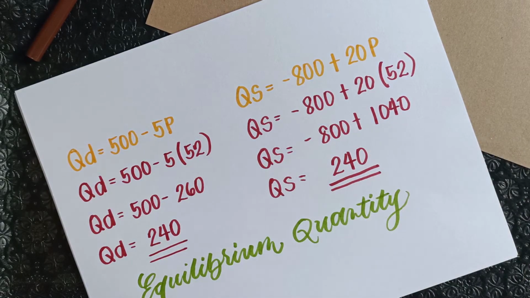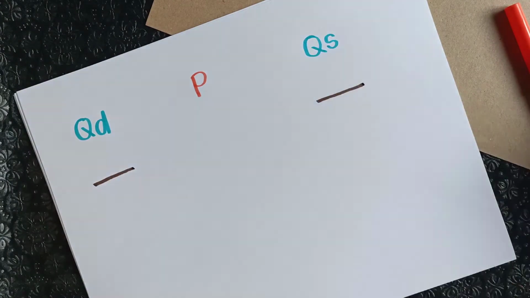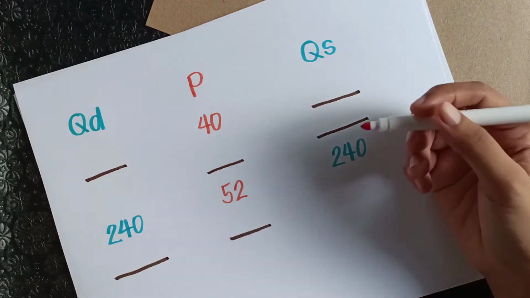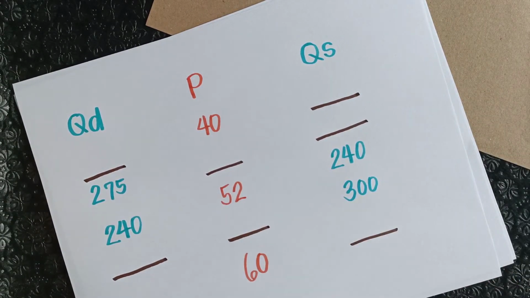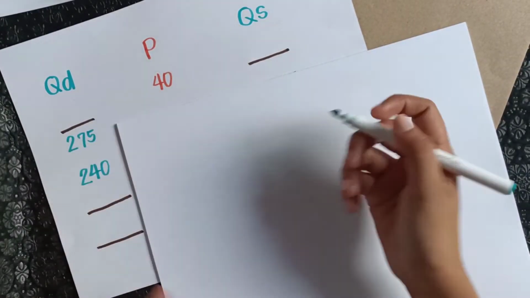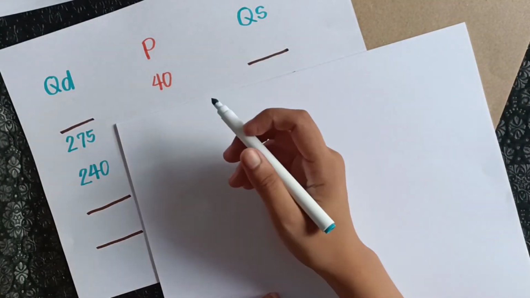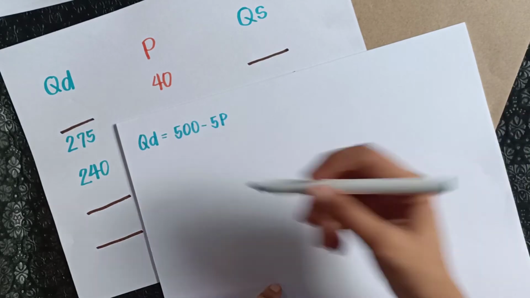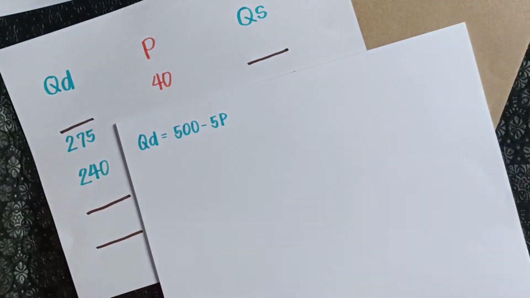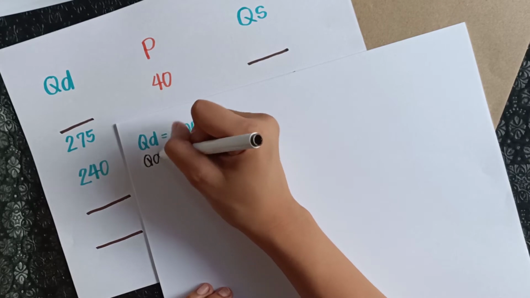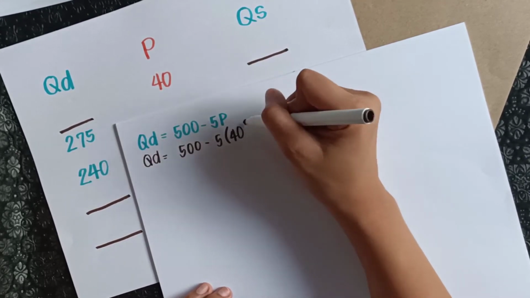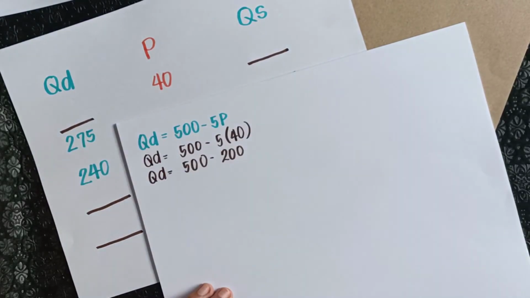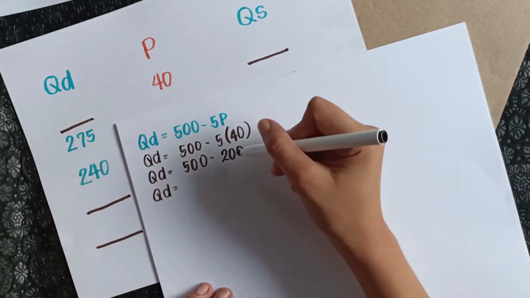The market equilibrium, equilibrium price, and equilibrium quantity can also be determined in a demand and supply schedule. So I have here a schedule with blanks, and we will be computing for the missing values. We start with the quantity demanded at the price of 40 pesos. So we will just be substituting again the price of 40. So QD is equal to 500 minus 5 times 40. QD is equal to 500 minus 200. So our QD is equal to 300.